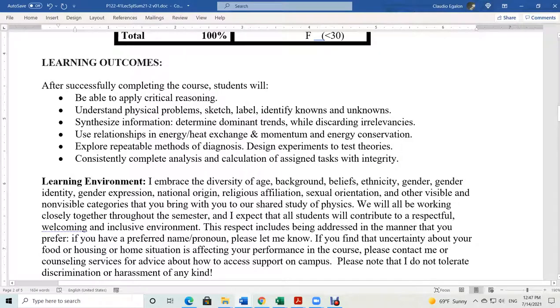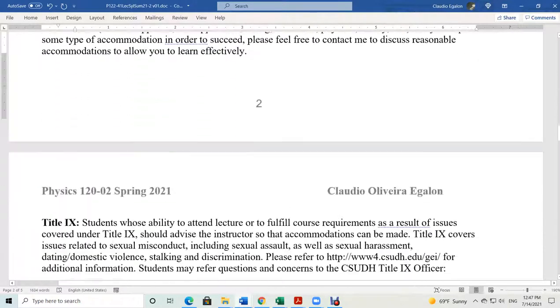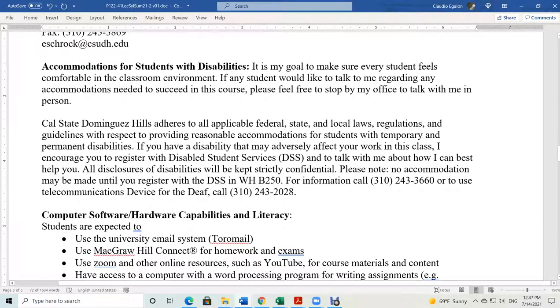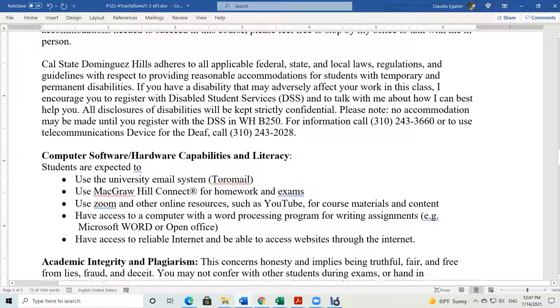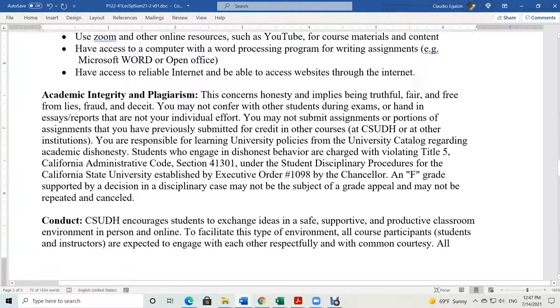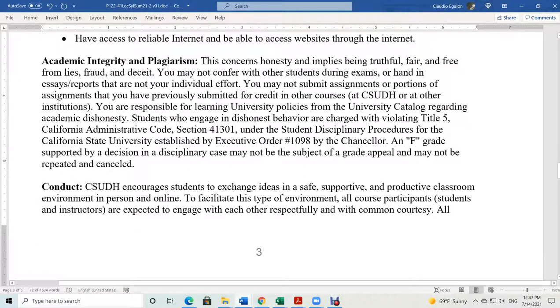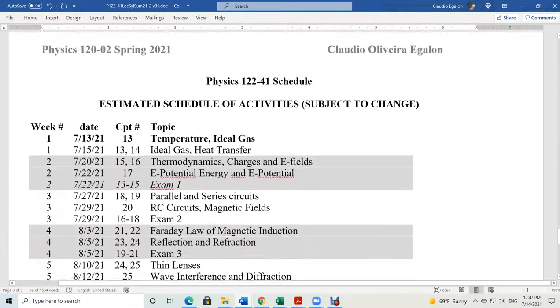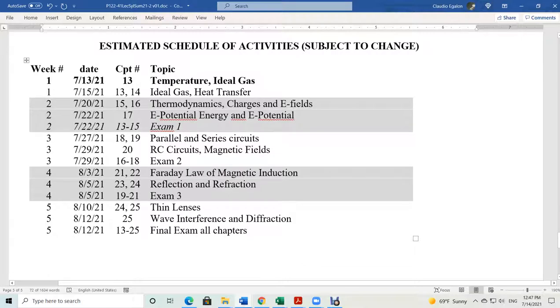Here you go. Learning environment, accessibility, Title IX, everything is in the previous syllabus. Computer, software, hardware capability and literacy, same thing that I mentioned before, right? You have to know how to access the internet, how to use Microsoft Word, Excel, etc. Academic integrity and plagiarism, I discussed that before, conduct. And the most important here is the schedule of activities.